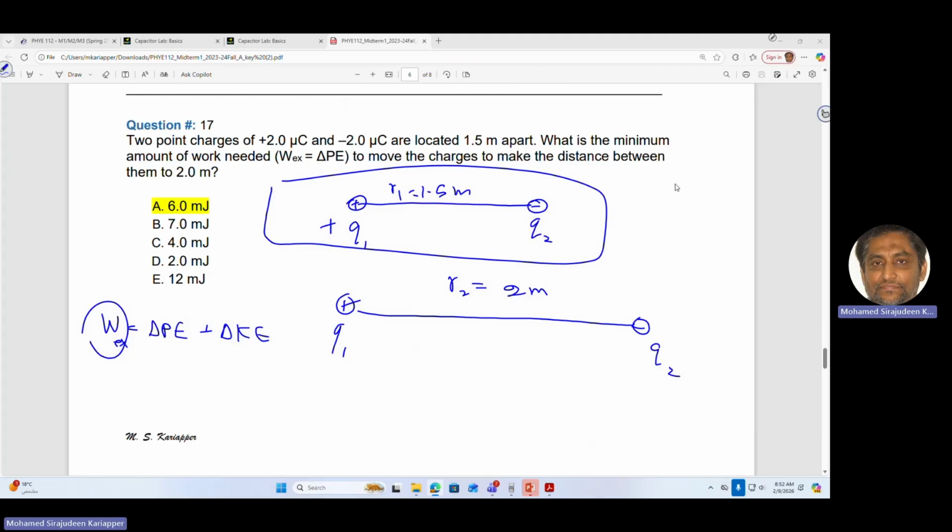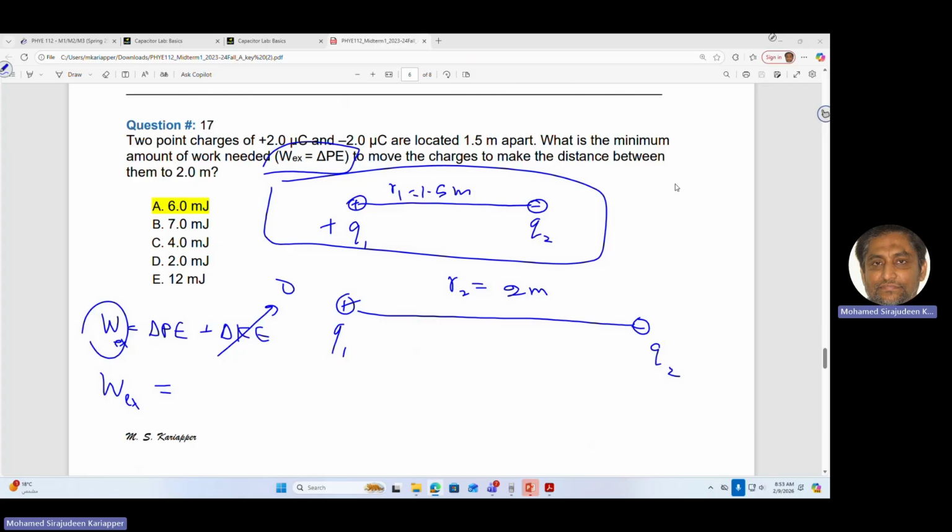Now we are saying minimum amount of work. So we are not changing the kinetic energy. The minimum amount implies we are not changing the kinetic energy. We slowly move it with 0 to 0 kinetic energy. So there is no change in the kinetic energy. So anyway, you are being helped here. You only get the change in the potential energy to get the work done. How much work do you have to do to make this separation?